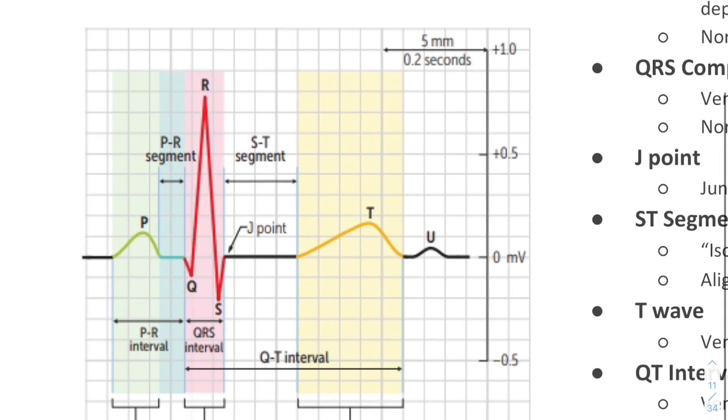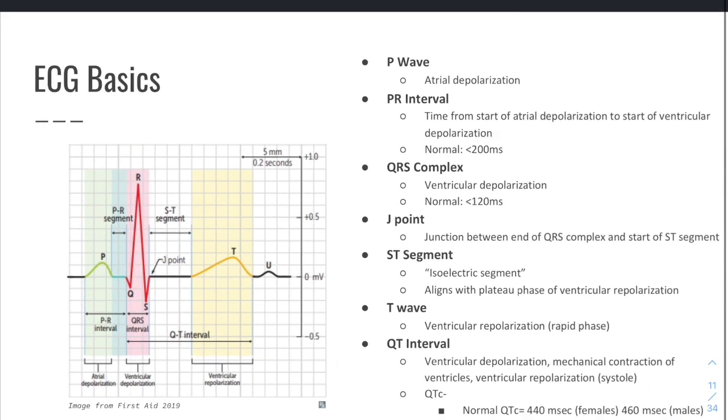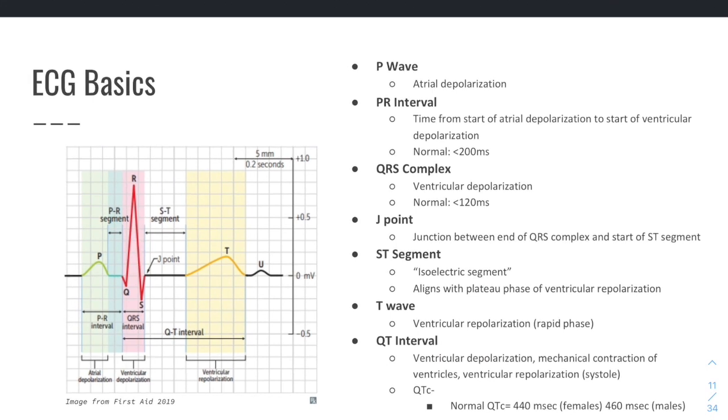And just like we're showing you here, each of these deflections, which are aspects of electrical activity, correspond to mechanical events. So your P wave is going to show atrial depolarization, and that's always going to be the first part of your ECG tracing that you get a sense of and you're looking at.